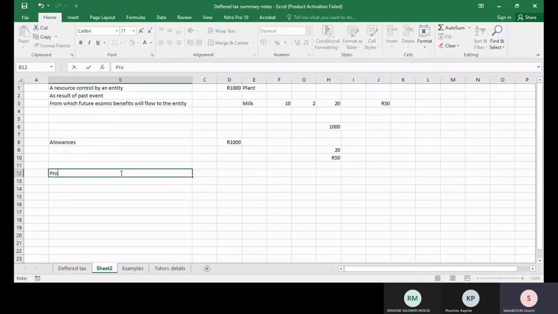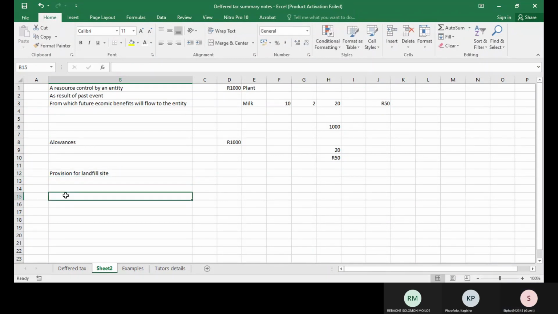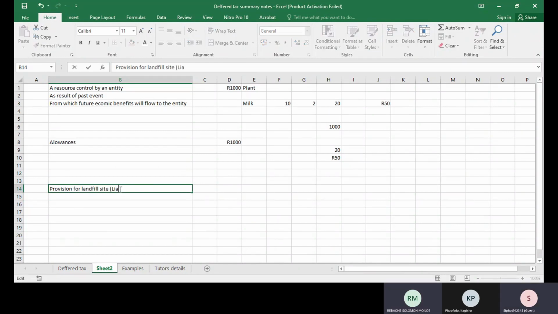Let's say we have in our balance sheet a provision for landfill site. You know what a landfill site is, or do you want me to make an example? Isn't it when the mines finish using the land and they have to repair it? Yeah, 100%. You understand it 100%.